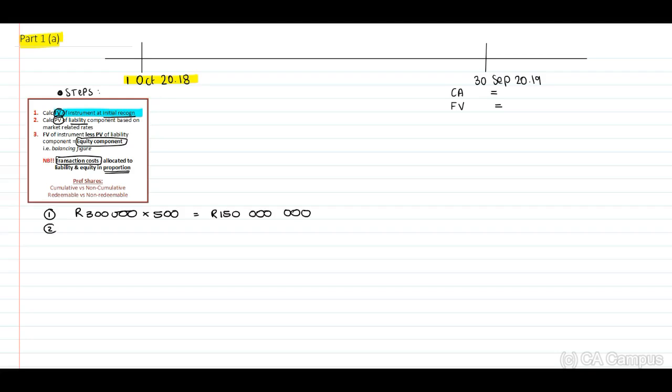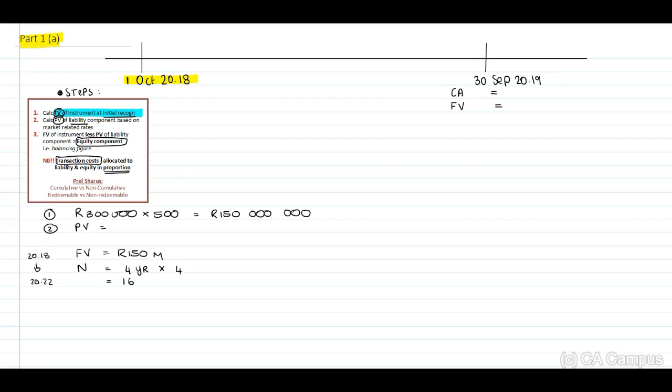Step number 2, we need to determine the present value. We know that the future value will be the 150 million. We know our period will be from 2018 until 2022. Therefore, this will be a total of 4 years: 18, 19, 20, 21, 22, 4 years. But the payments will be quarterly. Therefore, times 4. And this will be 16.